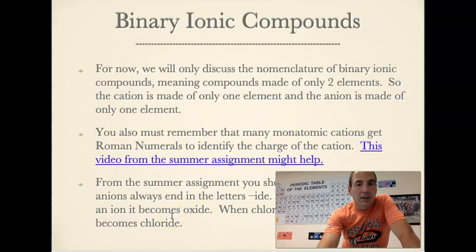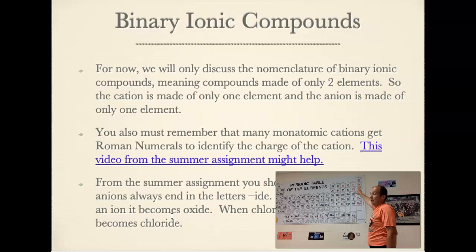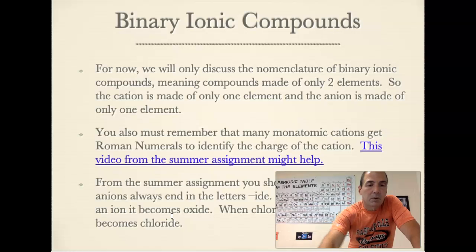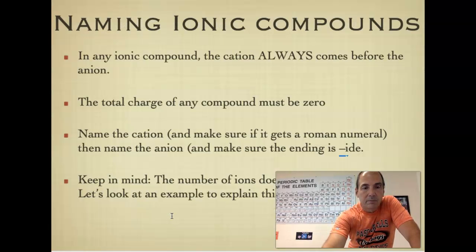You should know that the anions always end with the letters IDE. So a fluorine ion is called fluoride. A chlorine ion is called chloride. A bromine ion is called bromide. An oxygen ion is called oxide. A nitrogen ion is called nitride. All negative monatomic ions, monatomic meaning just one element, one atom, they all end with IDE. So carbon would form carbide, and silicon would be silicide, but that doesn't really happen. But in any event, that's the idea. So keep those in mind as we talk about the nomenclature.